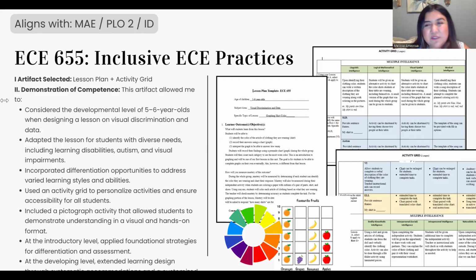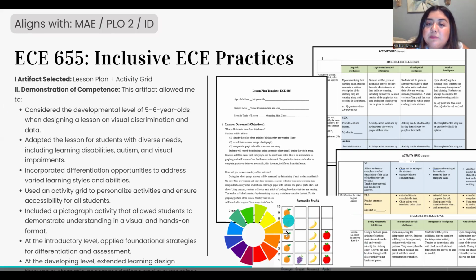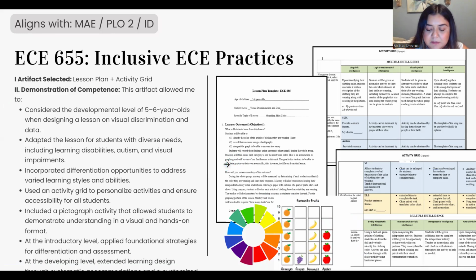Students were tasked with sorting clothing by color and then turning it into a pictograph so that we can really see how many red shirts we had, how many blue shirts or orange or purple shirts. So it was a quick way to sort and also add a little bit more data collection. Throughout the lesson, I incorporated opportunities for differentiation and embedded accommodations to support diverse learners.